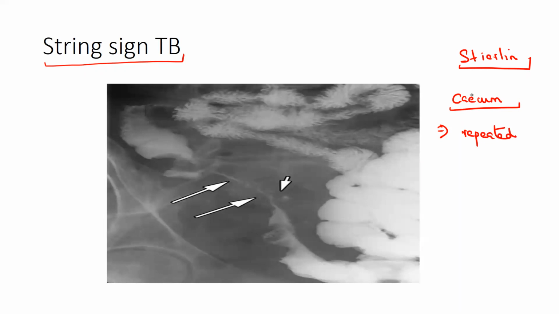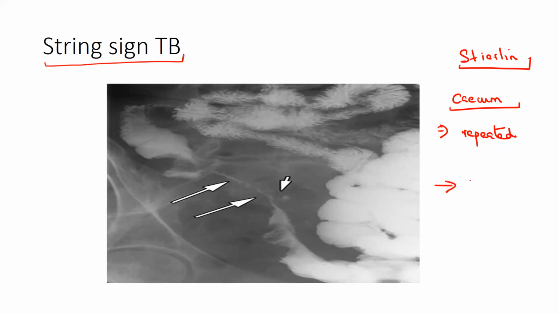So these are the different signs. Again, let me tell you, string sign and Stierlin sign are not very specific for abdominal tuberculosis. You can see these two signs also in Crohn's disease. Clear? Okay, next, what other investigations can we do in these patients?